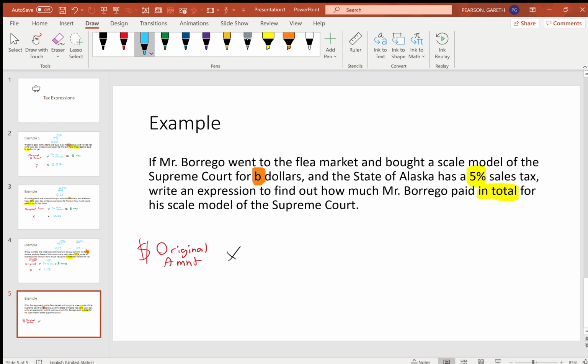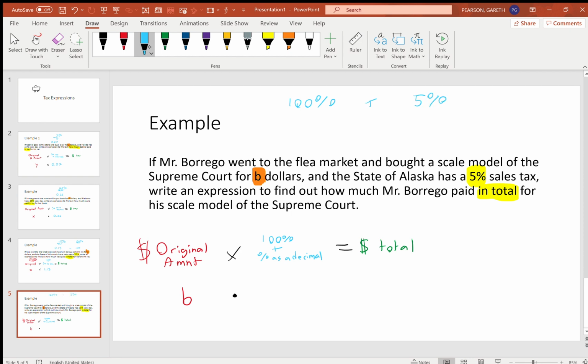times my 100% plus the percent as a decimal. And remember, I have to add the 100% because it's asking for the total. Very small step to remember. Equals how much money you paid in total. Okay? So the original amount here is $B. So it's going to be B times, remember that you can use this sign or this sign for times, either one works, B times 100% as a decimal plus 5% as a decimal.